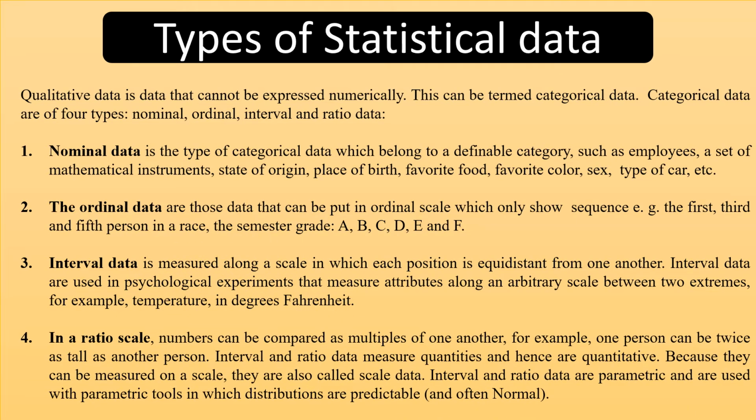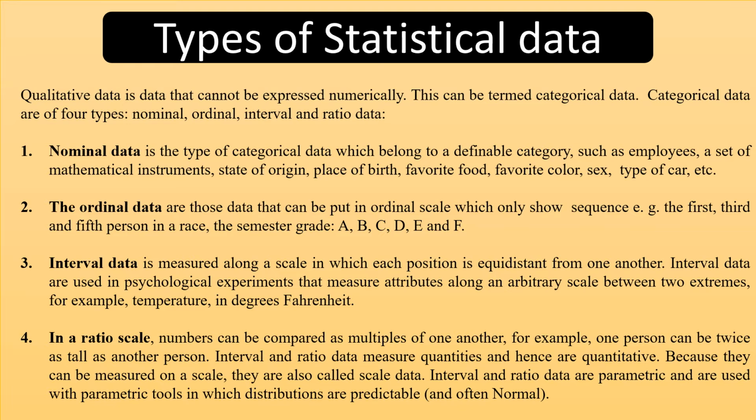We have the ratio scale. In the ratio scale, numbers can be compared as multiples of one another or a proportion. For example, when a person is twice as tall as the other person, it's a ratio scale format. So the interval and the ratio scale data measure quantities, and sometimes they could be quantitative because they are measured on a scale. They are also called scale data.